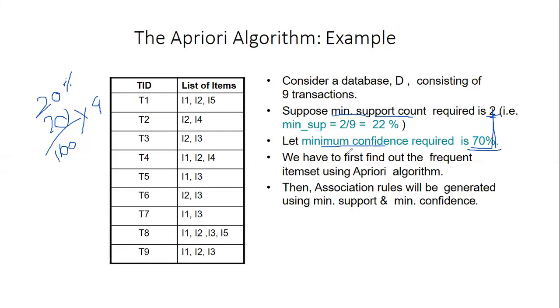Clear? So, what we have to find in the Apriori algorithm? Two things. First, we have to find the frequent item set. Then we have to do the association rule generation using minimum support and minimum confidence. Hope it is clear for you now. So we can have a look into it. You can write down this.